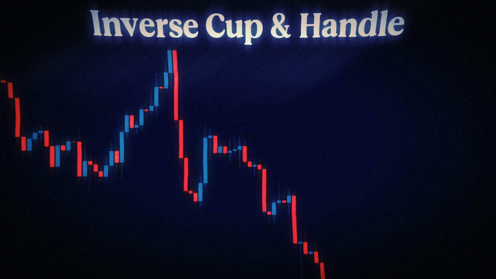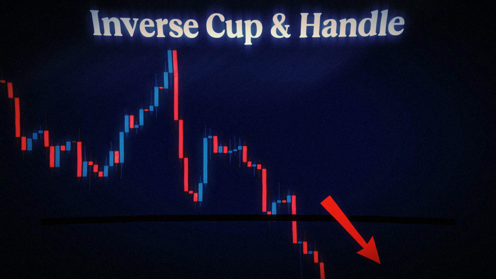The inverse cup and handle is a bearish reversal pattern that resembles an upside-down teacup. It begins with a rounded top followed by a slight upward drift just under key support. This pattern suggests a shift from bullish to bearish sentiment. A breakdown below the handle's support level confirms the pattern and often leads to sharp downward momentum. Traders look for a decisive break with increased volume and may enter short on the initial breakdown or after a failed retest of support.